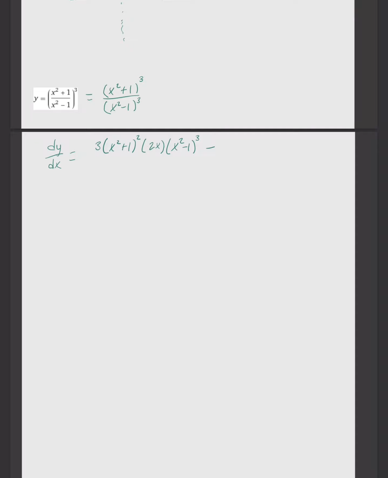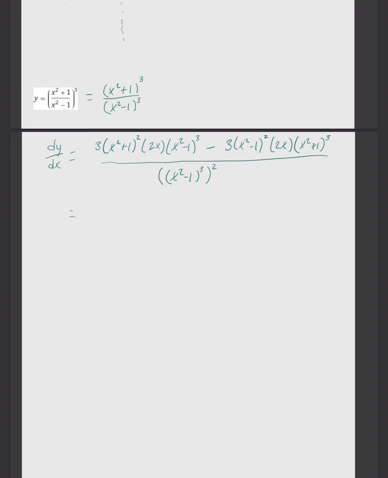And we subtract. So we took the derivative of the top the first time. Now we take the derivative of the bottom. So 3 times x squared minus 1 squared times 2x, which is the derivative of the inside. And we multiply that by our numerator, x squared plus 1 cubed. And that's all divided by x squared minus 1 cubed, squared. And that's our quotient rule.